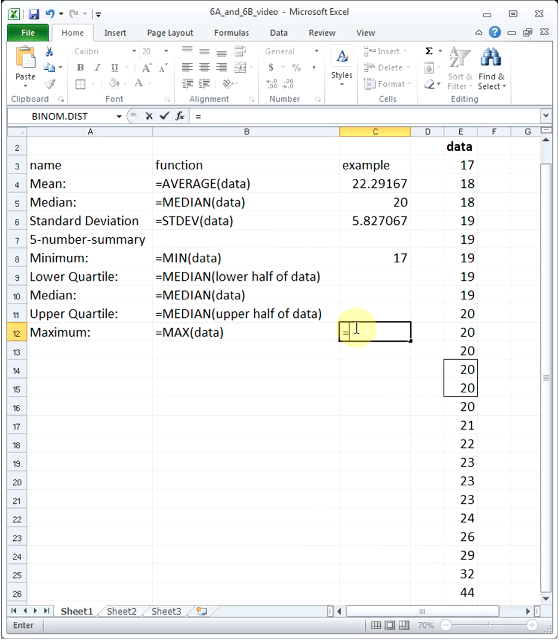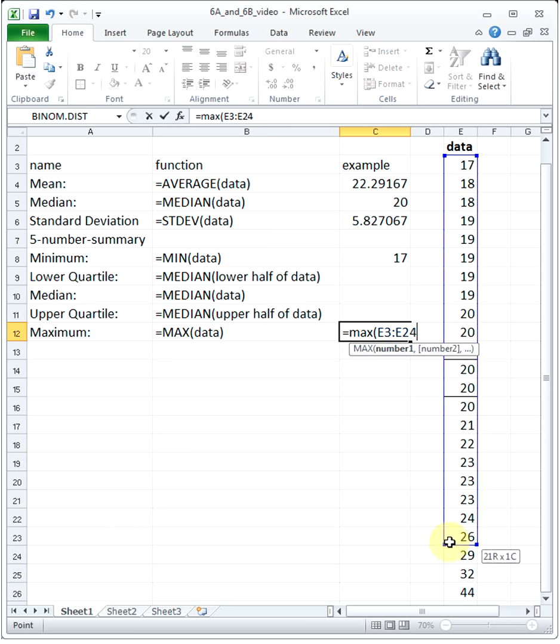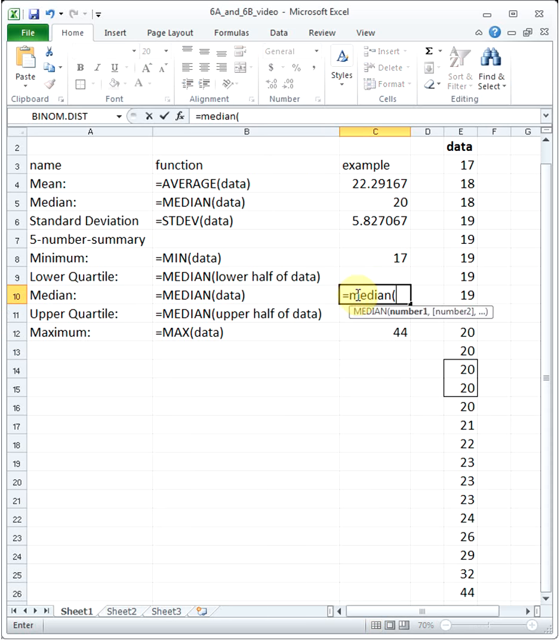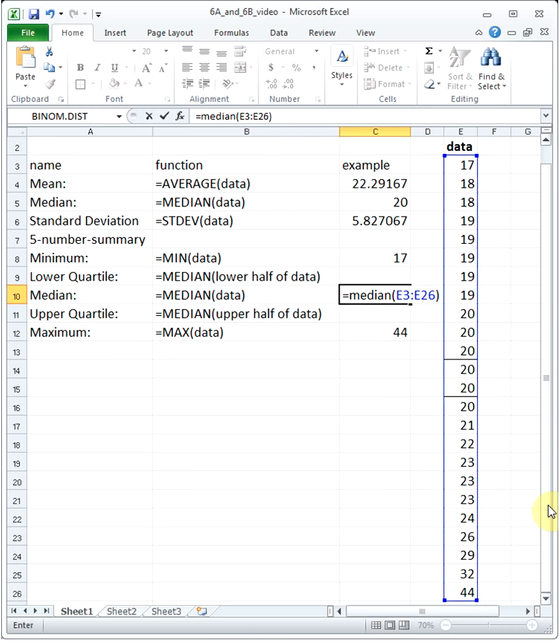And similarly for our max, we could look at our list and see it's 44, or we could find the max of the data. And if your data wasn't organized, you'd probably want to use the min and the max function. Since our data is already organized, it doesn't really matter. And then to find the median, we've already found it above, but if we wanted to remind ourselves how to find it, we just do equals median, highlight our data, close parenthesis, enter.